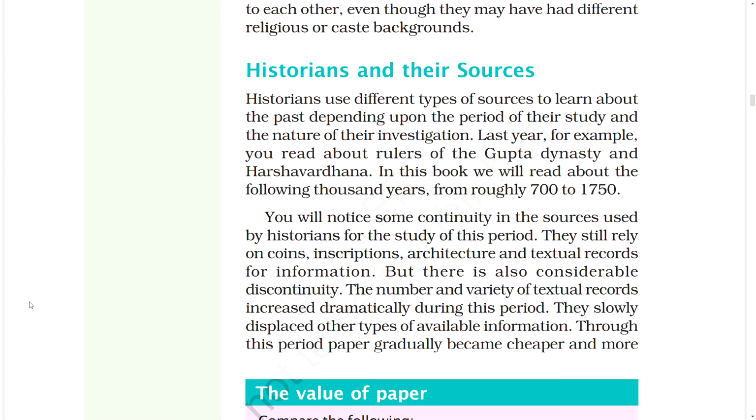Historians and their sources. Historians use different types of sources to learn about the past, depending upon the period of their study and the nature of their investigation. Last year, for example, you read about rulers of the Gupta dynasty and Harshavardhana. In this book, we will read about the following thousand years, from roughly 700 to 1750. You will notice some continuity in the sources used by historians for the study of this period. They still rely on coins, inscriptions, architecture, and textual records for information.